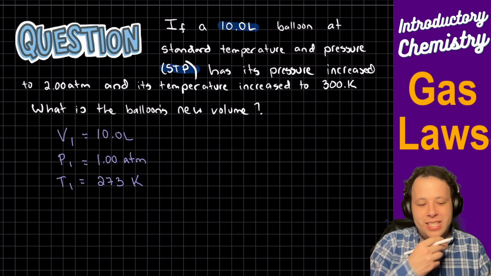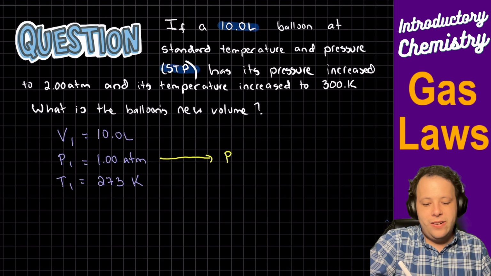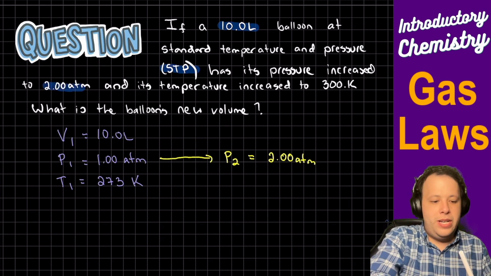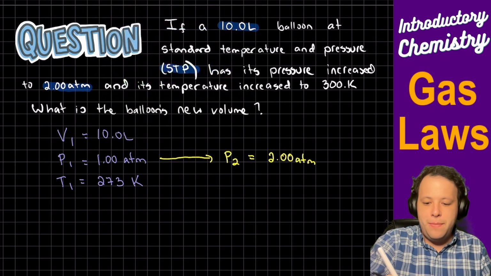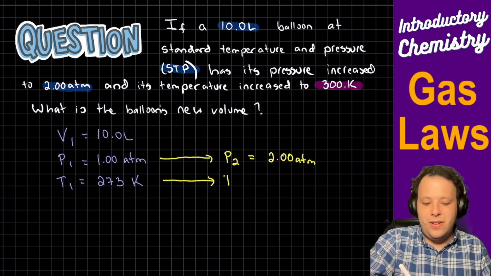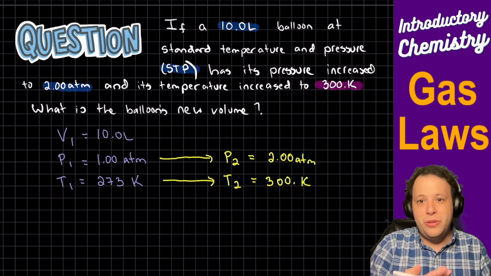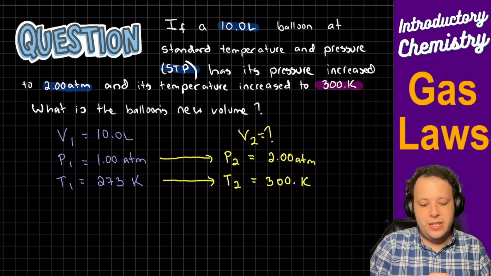Now it says the pressure is increased. Okay, so we're taking that pressure, that is increasing. So P2 is going to 2 atmospheres, and that I got from right here in that equation. Then we also have that the temperature increased to 300 Kelvin. So T2 also increased, and that equals 300 Kelvin. Now the question is, what is the balloon's new volume? So the one thing we don't know is the new volume.